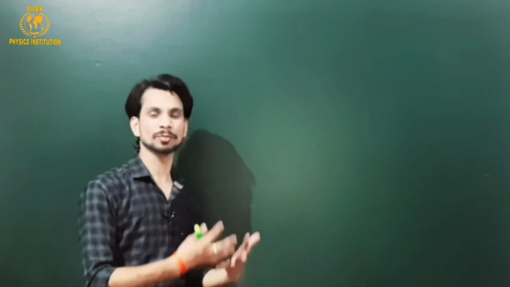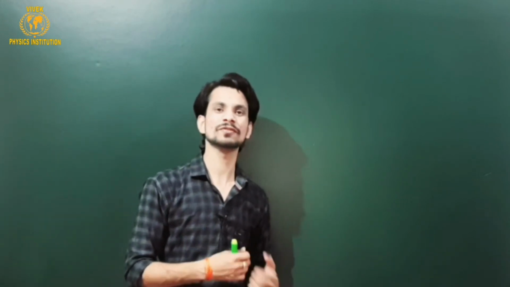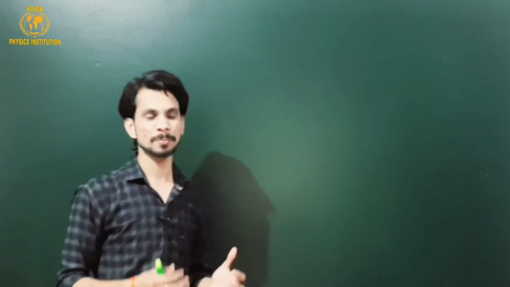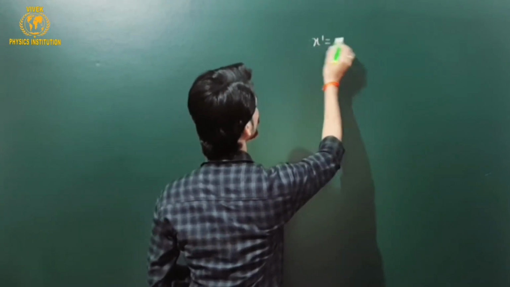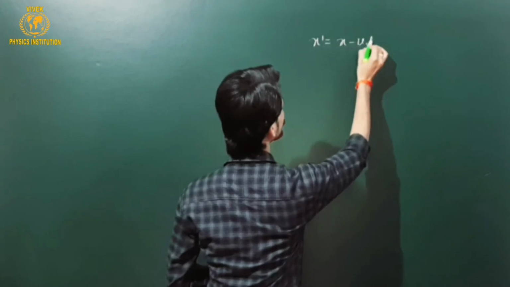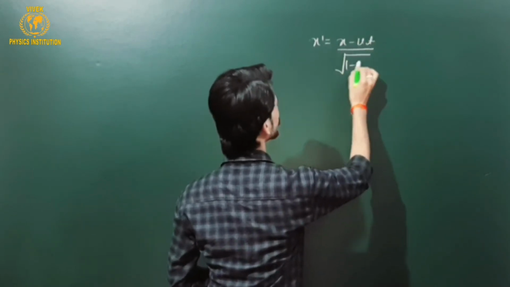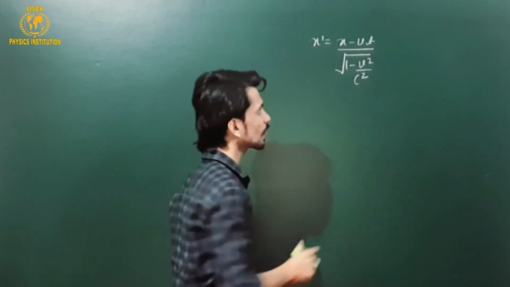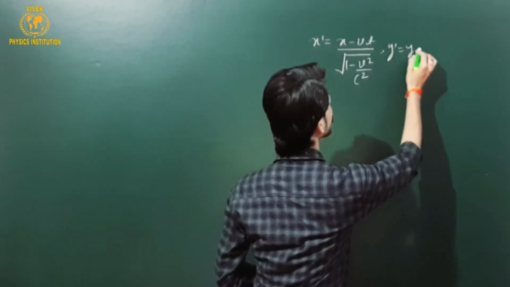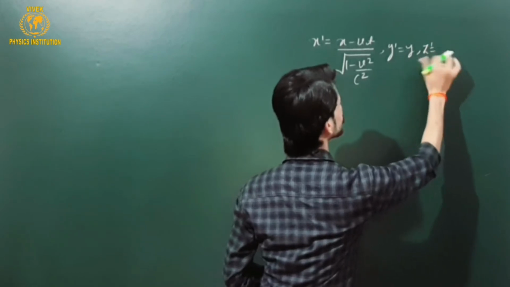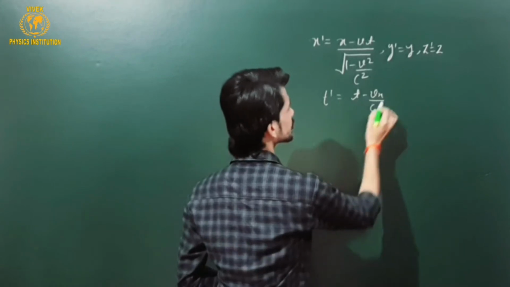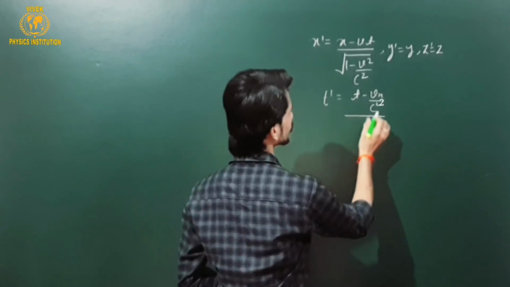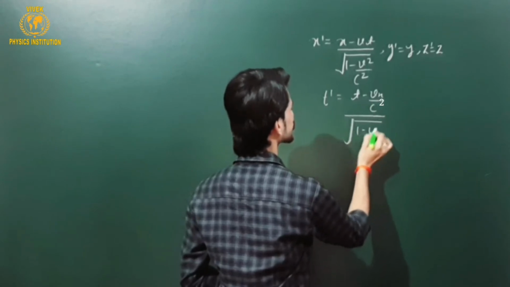Before beginning that proof or that analysis, let us first take a general view of what the Lorentz transformations are in mathematical form. As you know very well, the Lorentz transformations are expressed as x dash equals x minus vt over square root of 1 minus v square upon c square, y dash equals y, z dash equals z, t dash equals t minus vx upon c square, divided by square root of 1 minus v square upon c square.